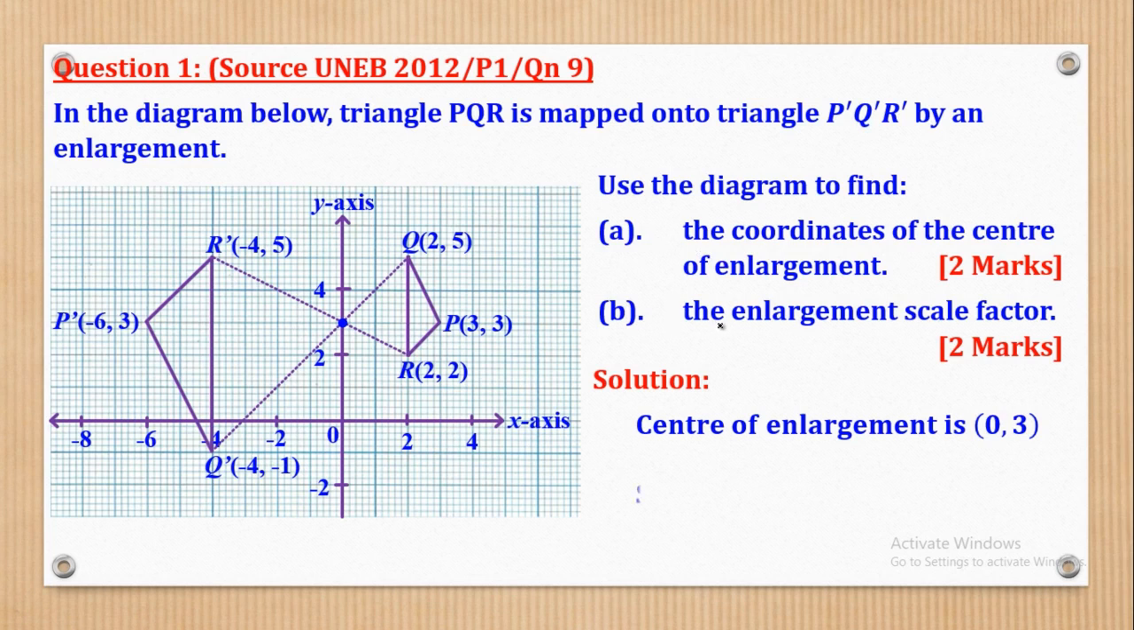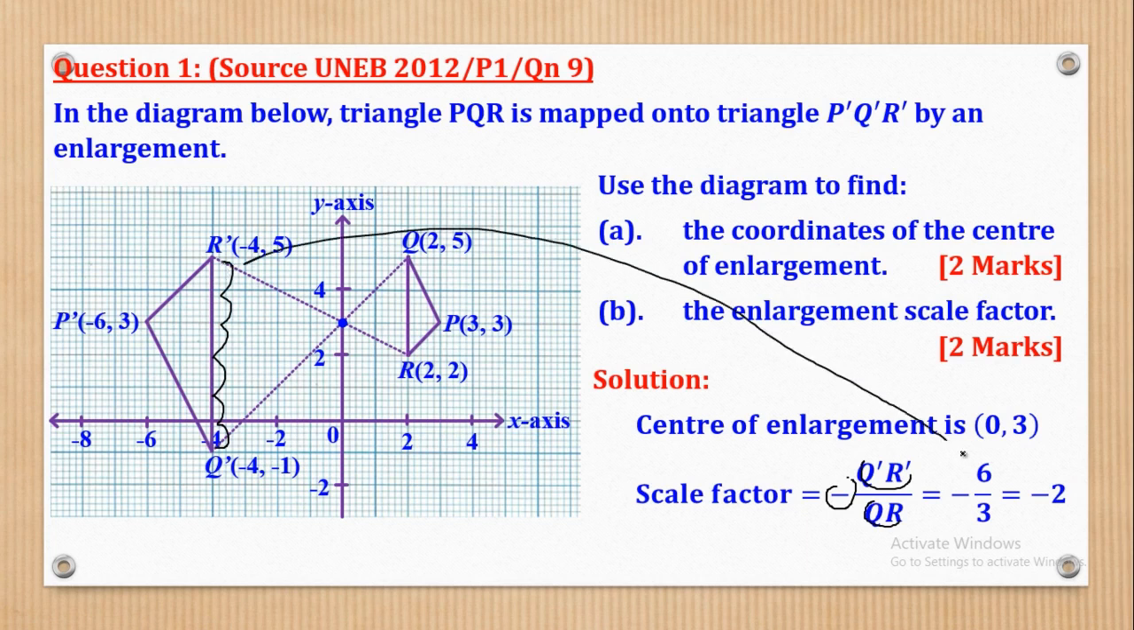What about part B? They want the scale factor. Because the center of enlargement is in between the object and image, you must put the negative there. Then length of the image side over length of object side. Now QR, we shall count 1, 2, 3, 4, 5, 6. That is why you put 6 there. Then for this one, we shall count 1, 2, 3. That's why you put 3 there. So in the end, we shall come up with -2 as the scale factor. So that is how they get center of enlargement and scale factor.